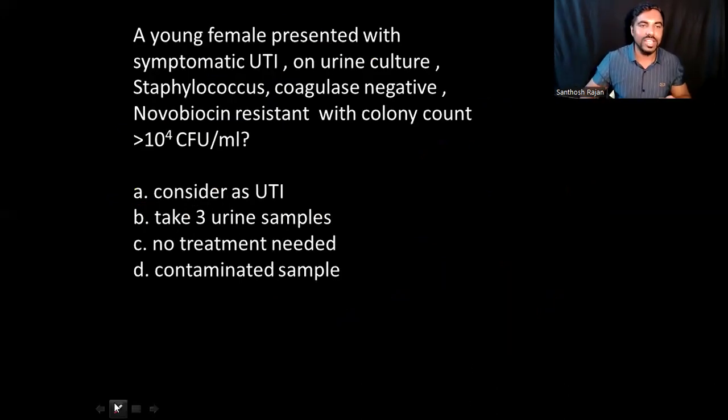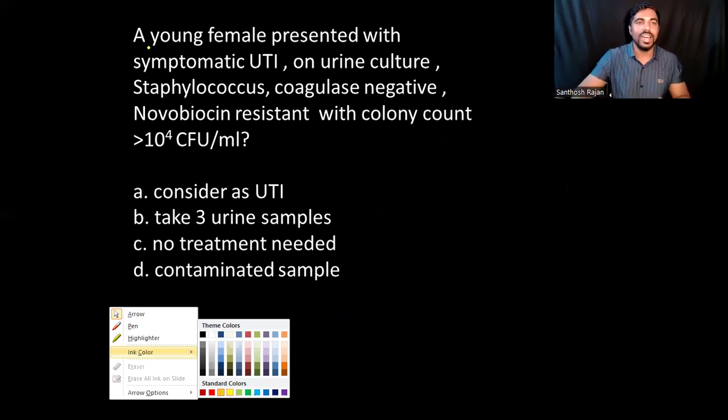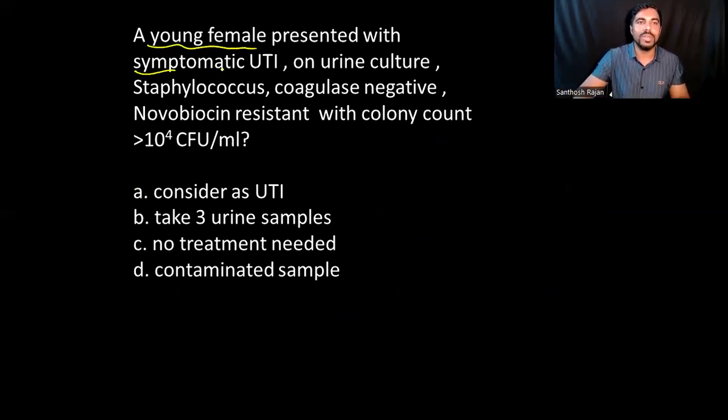Next question. A lot of young female questions this time. A young female presented with a symptomatic UTI. So she has symptomatic UTI, that's one thing. On urine culture, Staphylococcus, coagulase negative. First of all, Staphylococcus. Okay, fine. And it was coagulase negative. That is one of the CoNS.